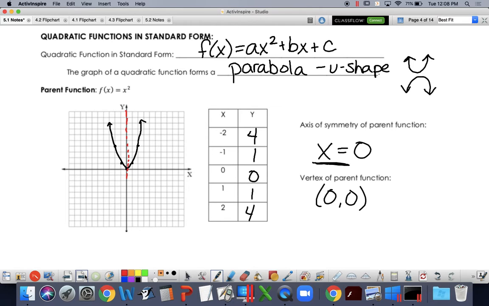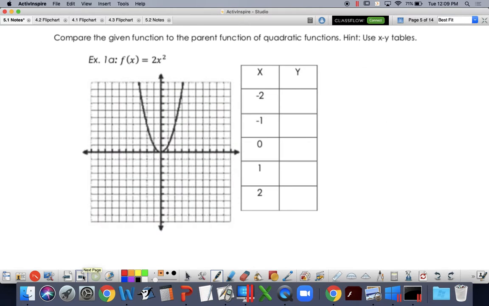So let's look at a couple of other functions, and it's similar to the ones that you did in that discovery. I just want to see, okay, what happens if I put a 2 out in front of my x squared? How does that change the shape of my parabola? So first, let's fill out our table.